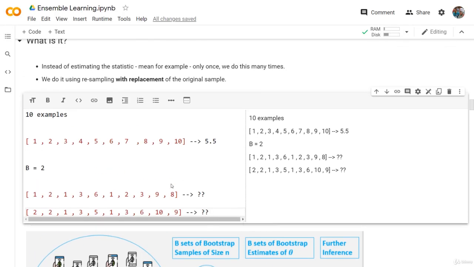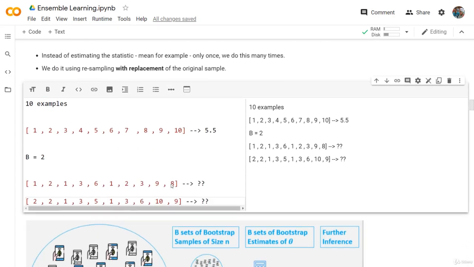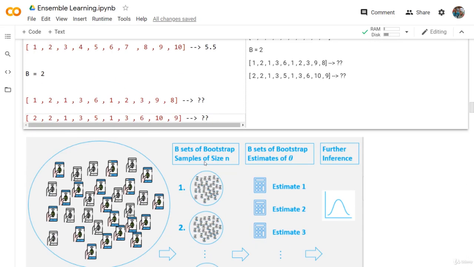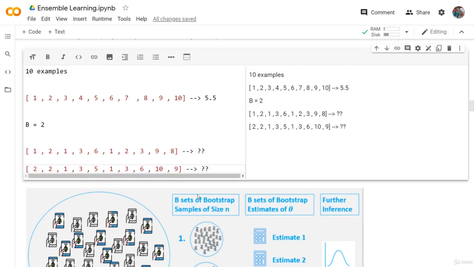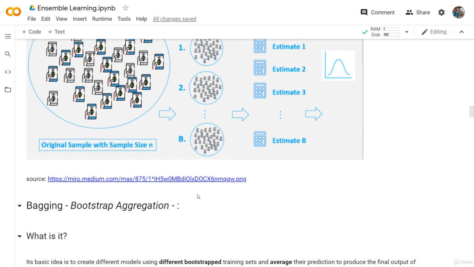So in order to solve this problem, we have a trick in statistics called bootstrapping. So bootstrapping is taking the original data set and then creating B sets of bootstrap samples. Each of them is of size n, and each of them is using resampling with replacement. Okay, so in the next lesson, we will understand what is bootstrap aggregation, or bagging for short. Okay, so let's go.